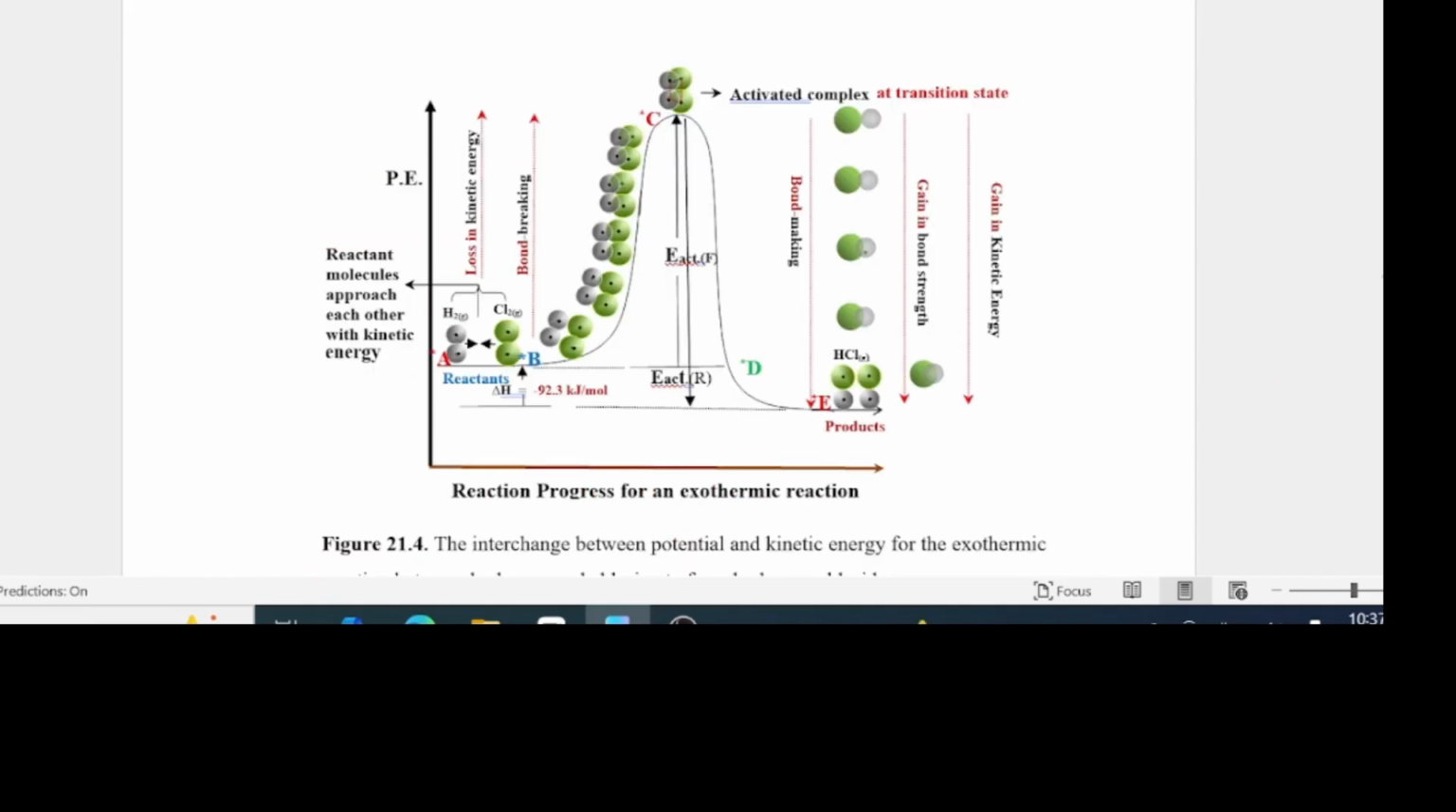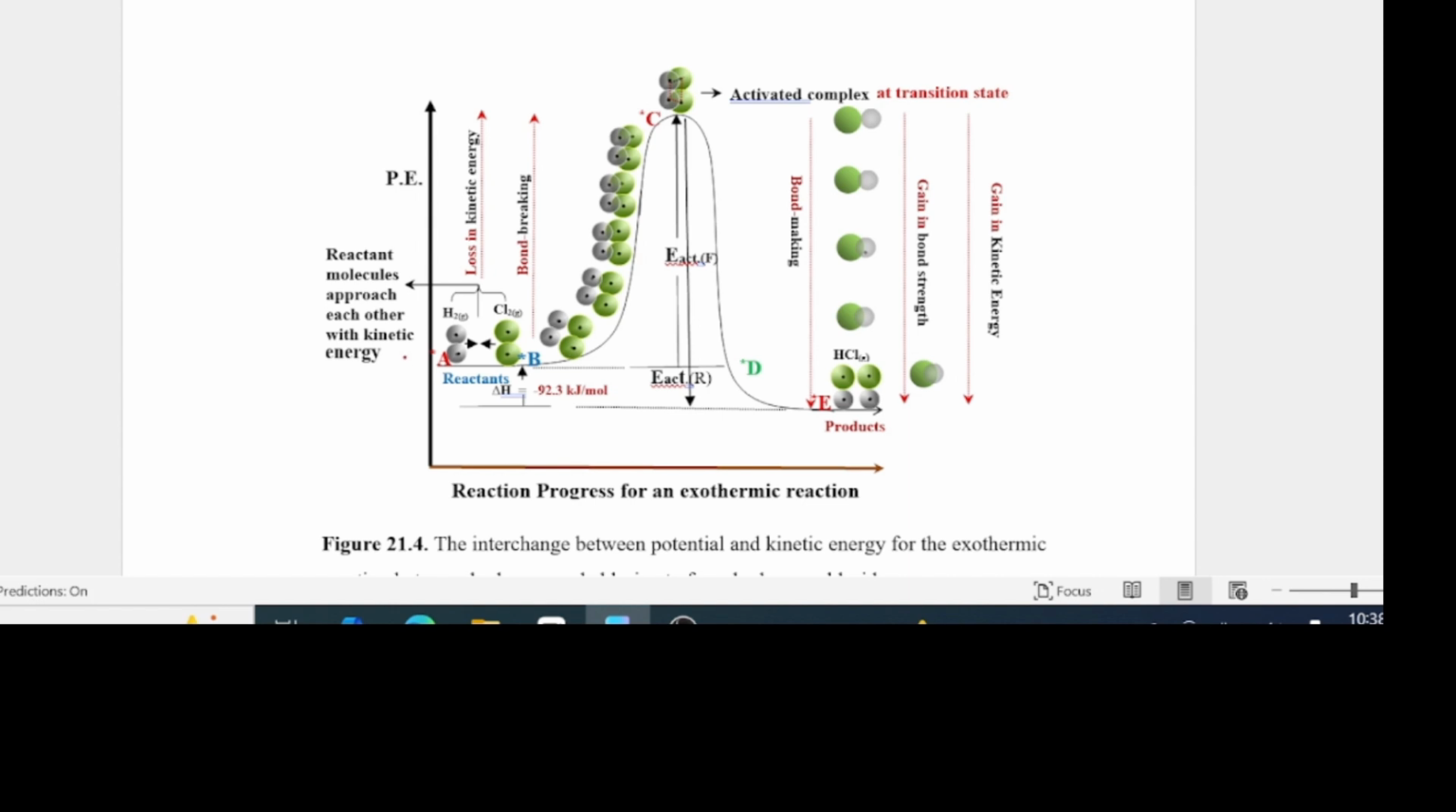We will now use an energy profile diagram to enhance our understanding of exothermic changes. This figure here represents the energy profile diagram for an exothermic change as exemplified by the reaction between gaseous hydrogen and chlorine.